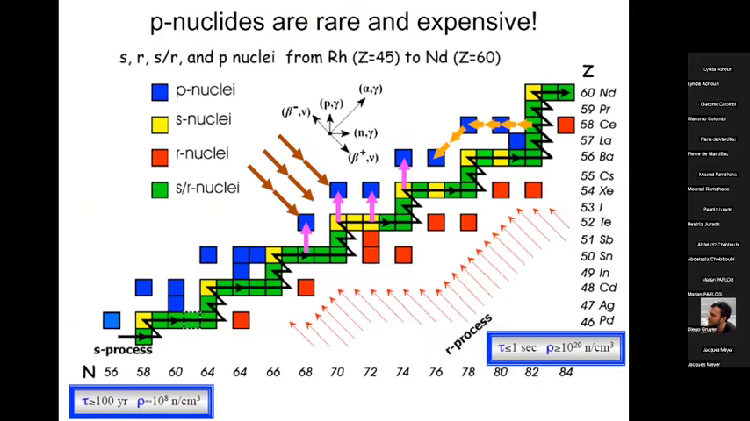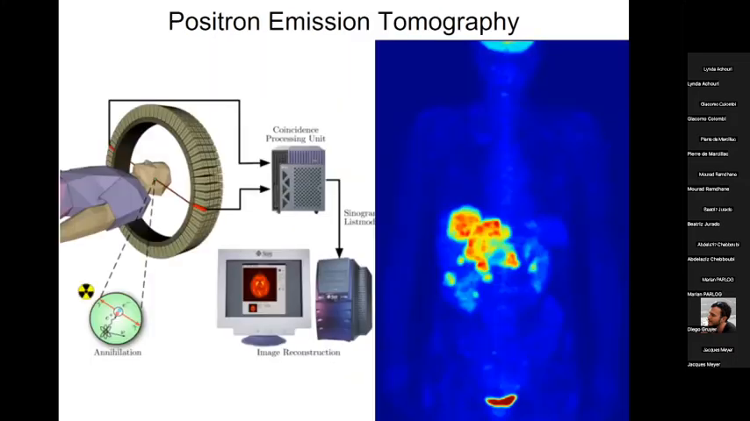Now, why is it so expensive? That is the curse that it is a p-nuclide. p-nuclides are rare and they are expensive. So that is a direct consequence of the nuclear astrophysical production process leading to this xenon-124.